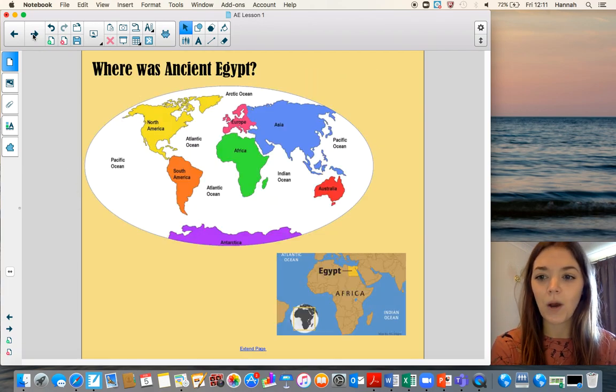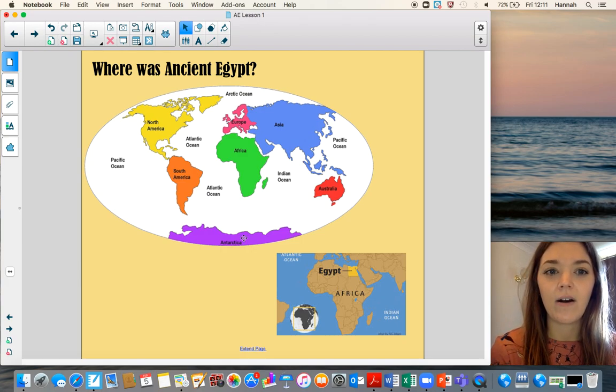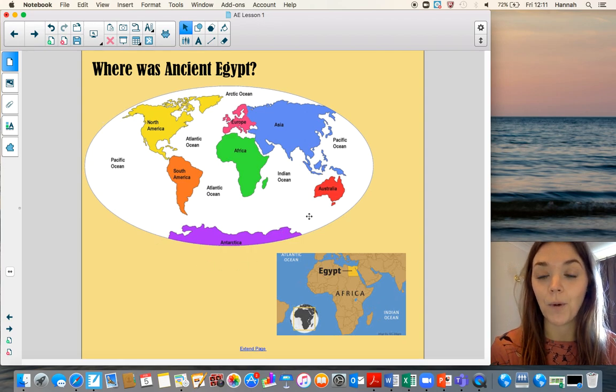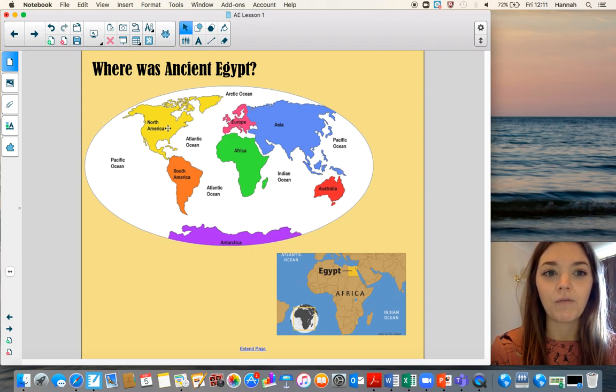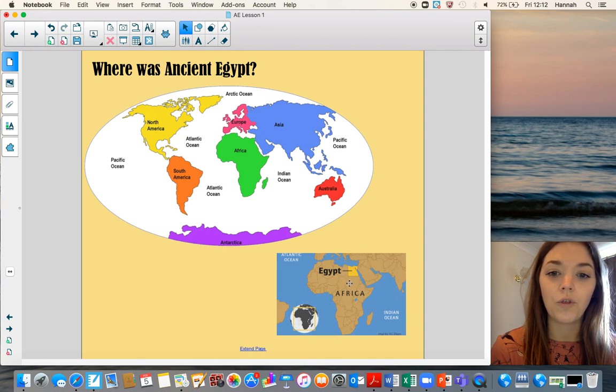So we've thought about when ancient Egypt happened, but now I want to think about where ancient Egypt actually is. So this picture here is our globe, our map of the world. And if you look, we've got all our continents and our seas here. And ancient Egypt is in Africa. Okay, and then if we zoom in on Africa, you can see that Egypt is in the northeastern corner of Africa.